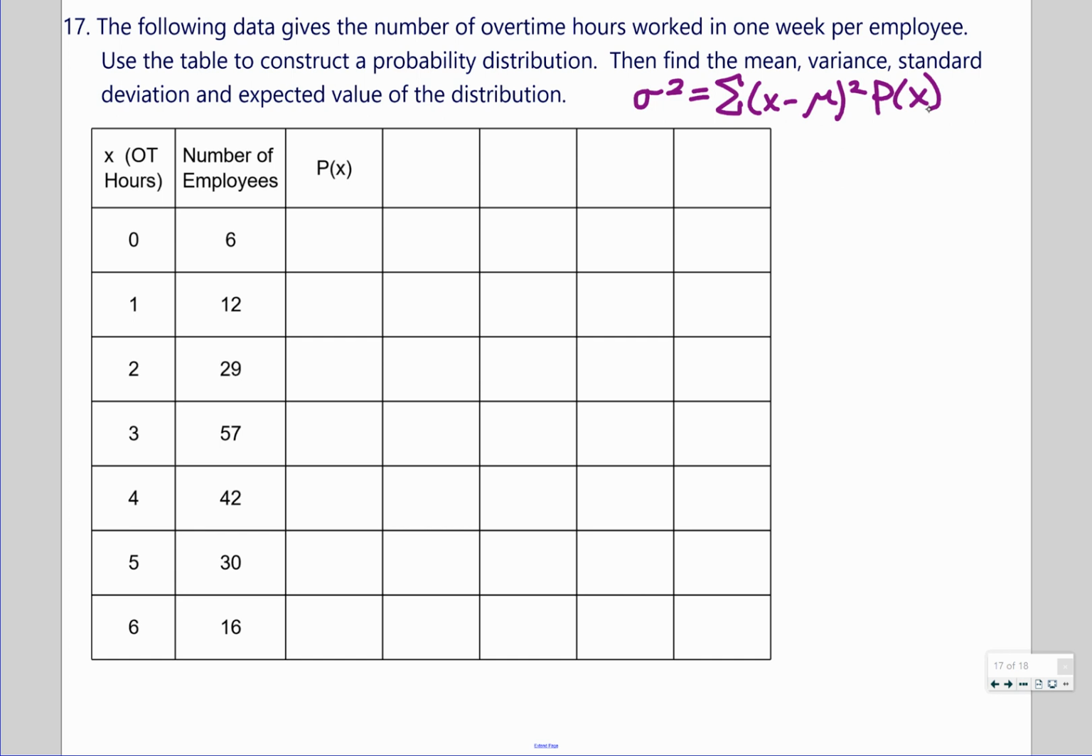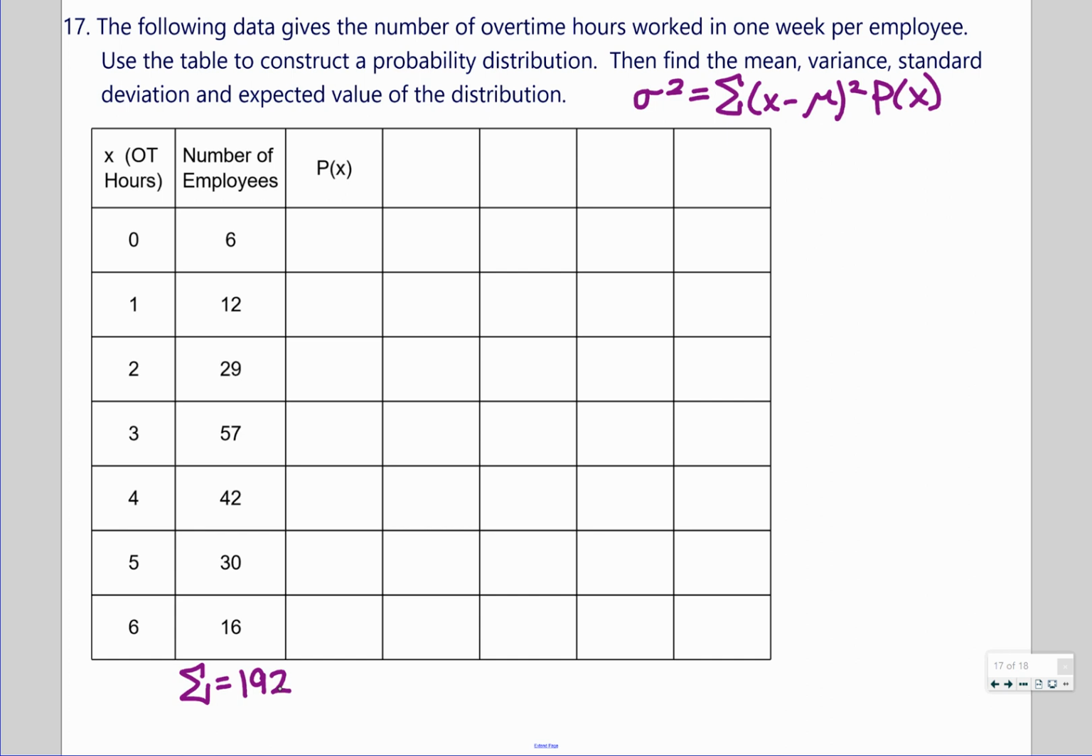So first we need to find the probability of each of these. It looks like employees working overtime hours, how many hours each employee worked. So to find the probability, you do need to know the sum of all of the employees, or the sum of the frequencies here. So I'm going to go ahead and add all those up. I think we were given that at the top. And I get 192. So now for each individual probability, we're going to take how many values were in that row, so my frequency divided by the total.